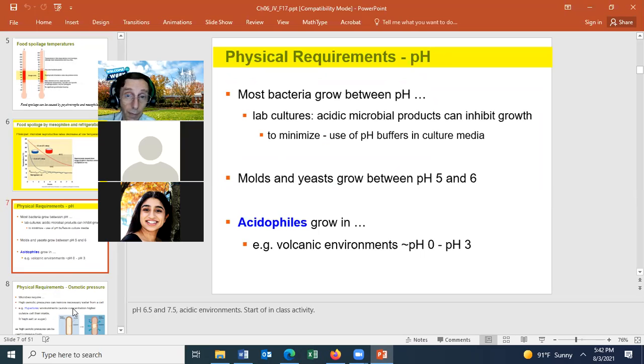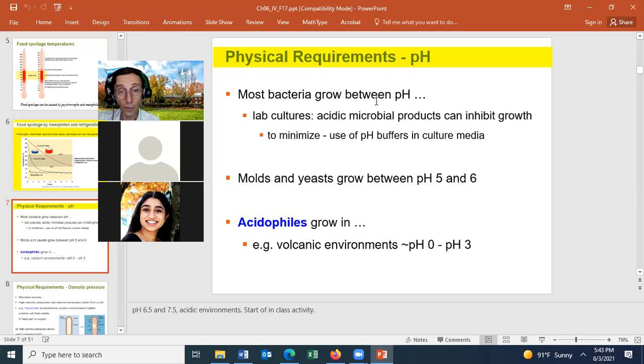To minimize the problem with the media that we have in the lab, because when organisms grow in it, they'll make acidic products, and that will inhibit the growth of the microorganism of interest. So to minimize that, we put pH buffers in the culture media. And that modifies the sharp drop in the pH. And so it keeps the pH closer to the normal pH around pH 7.